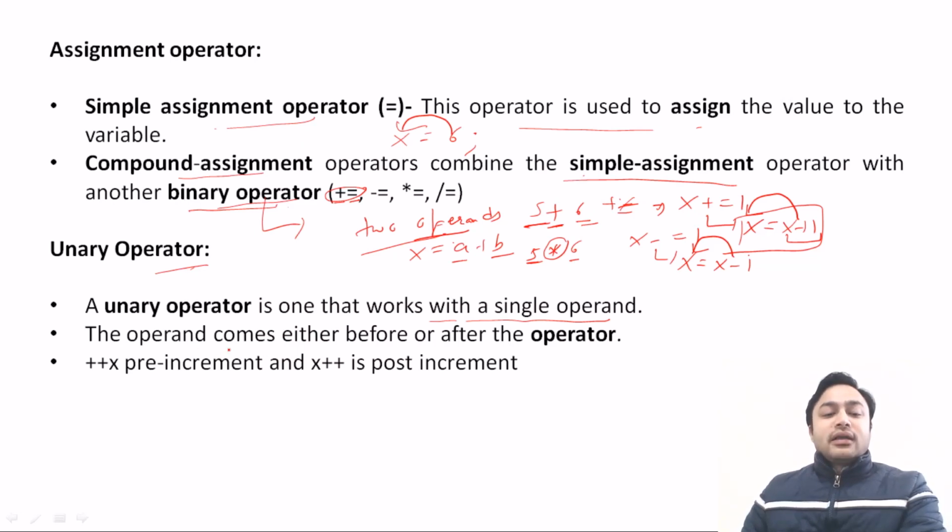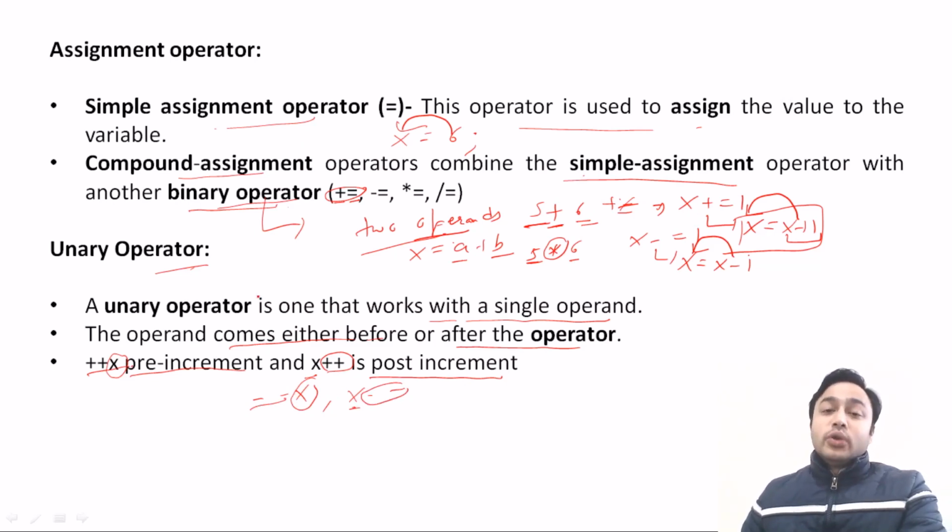Now the operand can come either before or after the operator. That is, it can be plus plus x, so x is the operand. The operator can be before this operand, that is plus plus x, which is pre-increment, and the operator can be after the operand, that is x plus plus, which is post-increment. You can also use minus minus x and x minus minus. So the operand can come after or before the operator. So this is a unary operator.